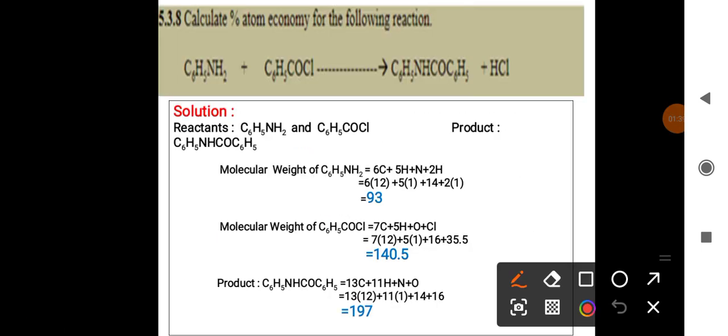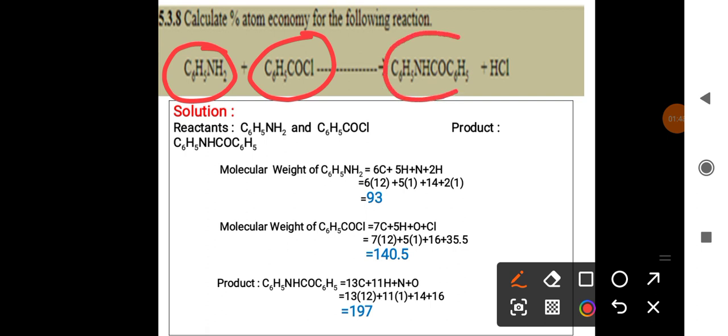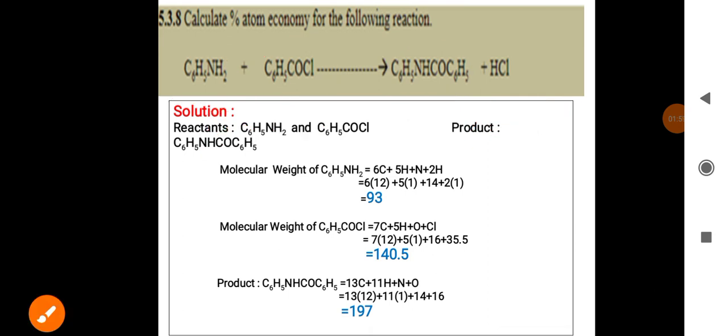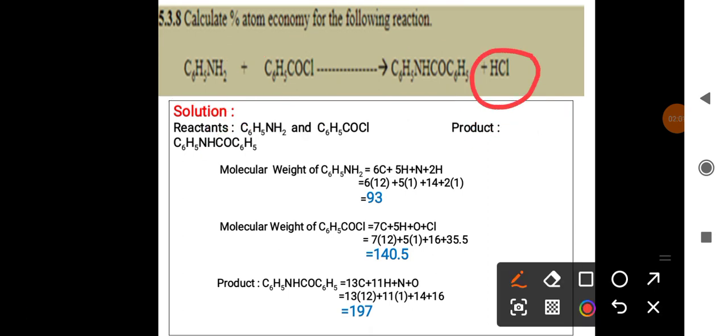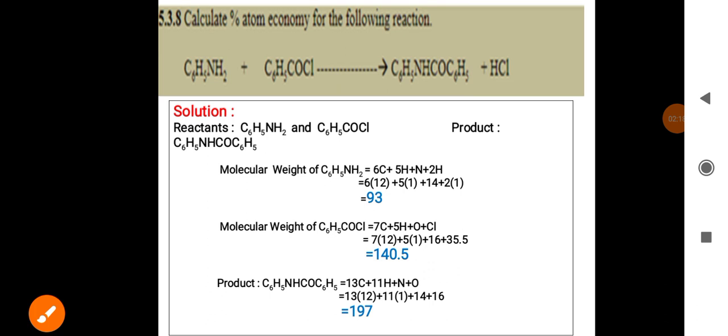So basically the reactants here are C6H5NH2 and C6H5COCl, which on reaction give formation of C6H5NHCOC6H5. So this one is the product, and whatever we have used initially, these are reactants. Now you can see in the reaction there is a formation of a byproduct also. But atom economy always focuses on the conversion of all reactants into final product without generation of waste. That is the basic aim or principle of green chemistry. So there should be no, or negligible, formation of waste.